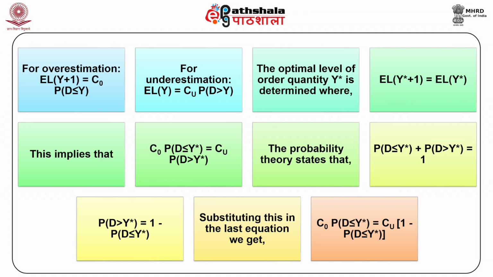The optimal level of order quantity Y star is determined where EL(Y star + 1) is equal to EL(Y star). This implies that Co P(D ≤ Y star) is equal to Cu P(D > Y star). The probability theory states that P(D ≤ Y star) + P(D > Y star) is equal to 1, or P(D > Y star) is equal to 1 minus P(D ≤ Y star).